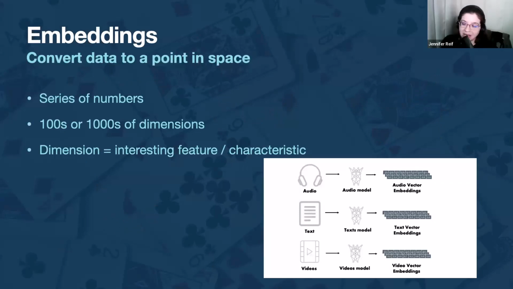So, okay, how do I actually do this? How do I convert words into sets of numbers, right? That sounds really complicated. You're converting that data to a point in space. It's going to be a series of numbers. That's what a vector is. And you'll have hundreds or even thousands of dimensions. And dimensions are just interesting features or characteristics that it deems kind of important.